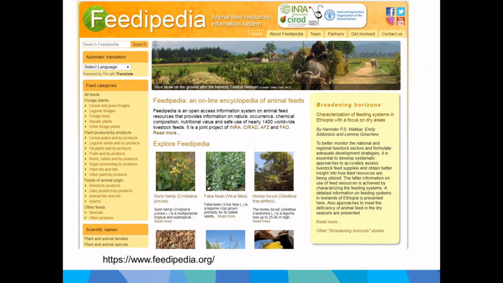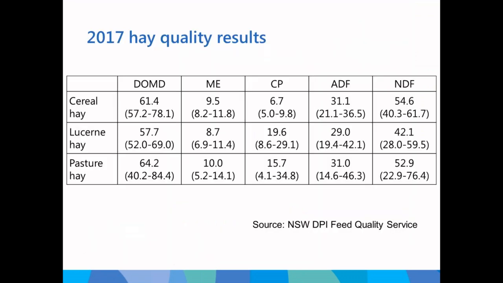As you can see there on the left-hand side, it's got a range of categories, and it has information on average quality for a number of those. There are other sources. This is the information that comes out of the New South Wales DPI Feed Quality Service, and this is just simply the results for cereal hay, lucerne hay, and pasture hay.